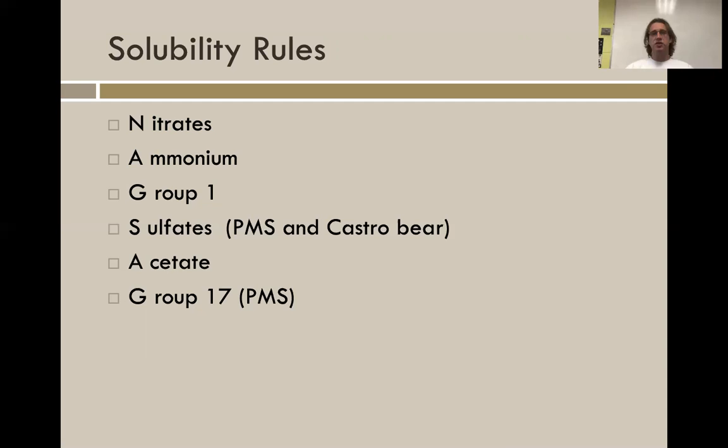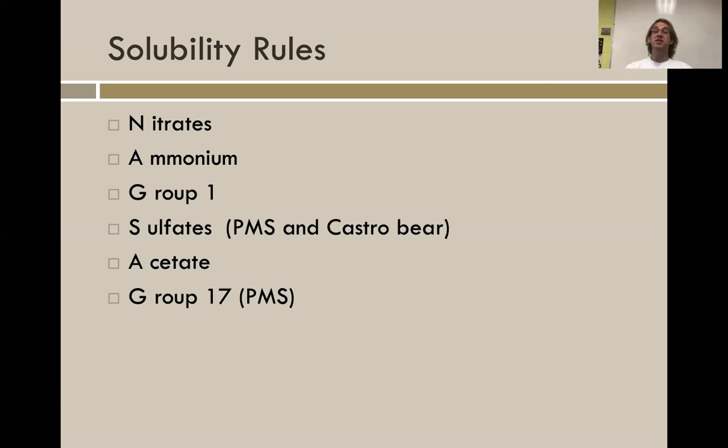The SAG, that's your sulfates, your acetates, and your group 17. These are usually always soluble unless... so acetate, always soluble. Sulfates are always soluble unless it's with lead, mercury, silver, calcium, barium, or strontium. That's the PMS Castor. If it, for example, was lead sulfate, that would not be soluble. That would come out as a precipitate that filtered down to the bottom of our flask or our test tube or our beaker, whatever it is we happen to be working in.